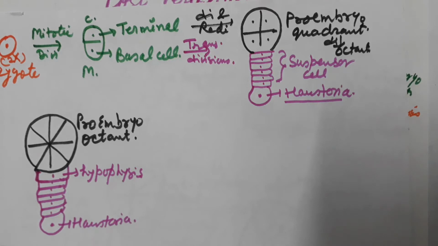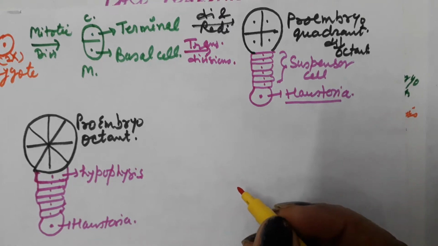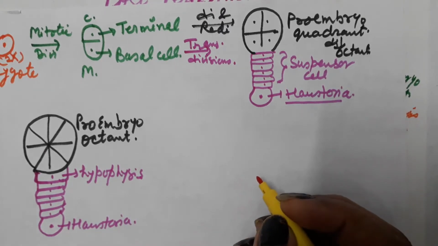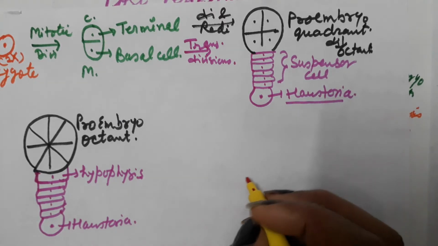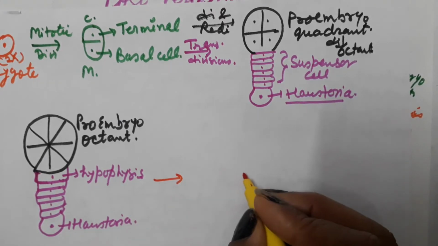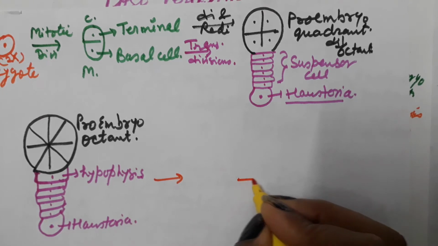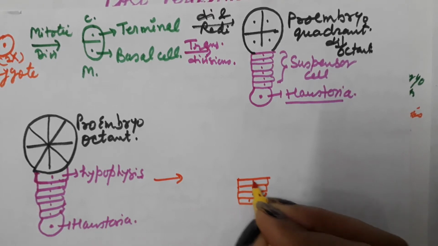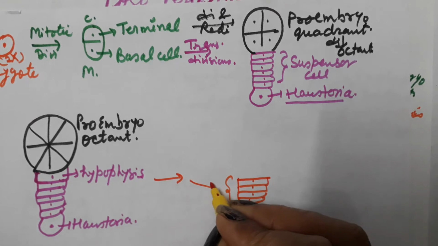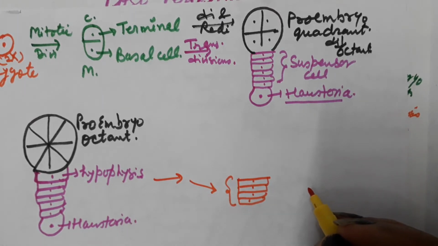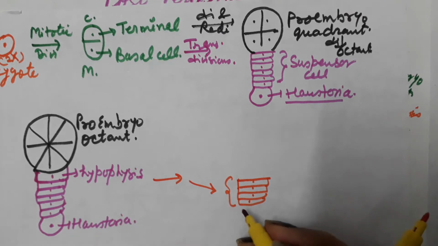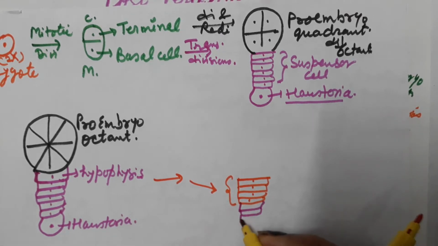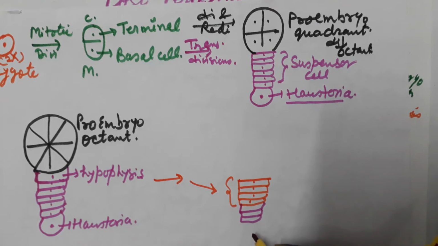Now division takes place in the hypophysis and it forms an 8-cell structure. A group of 8 cells is produced from the hypophysis. These are the 8 cells which are produced from the hypophysis. Other cells of the suspensor are present below it, and on the lower side the haustoria is present.